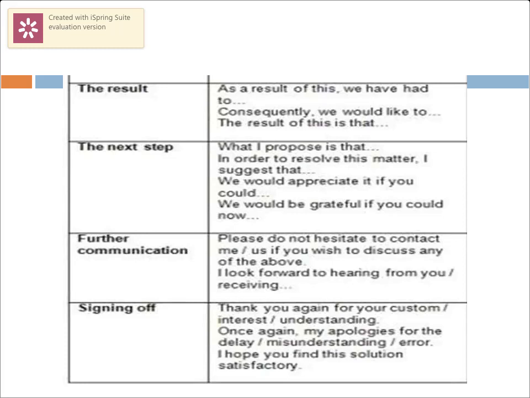And good formal letters do have phrases to indicate further communication, like I'm looking forward to hearing from you, I look forward to receiving from you, or please do not hesitate to contact us, and so on. And finally, we sign off with the complimentary close. So you can use expressions like thank you for understanding, I hope you find this solution satisfactory, and so on.